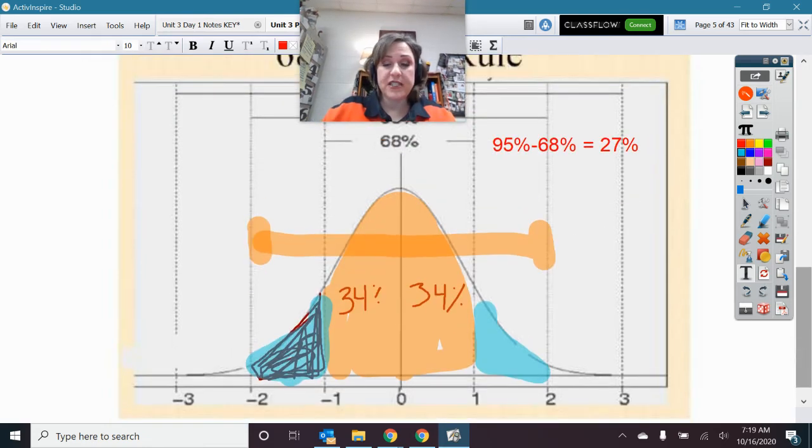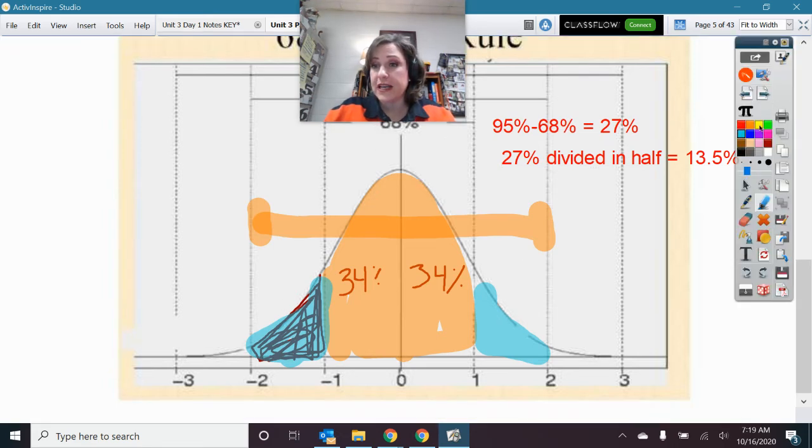Okay, so 95% minus the 68% is 27%. So the totality of this blue section is 27%. And so then if I take that 27% and I divide it in half, that's going to tell me how much is in each one of those sections. So that's 13.5% in each one of those blue sections.